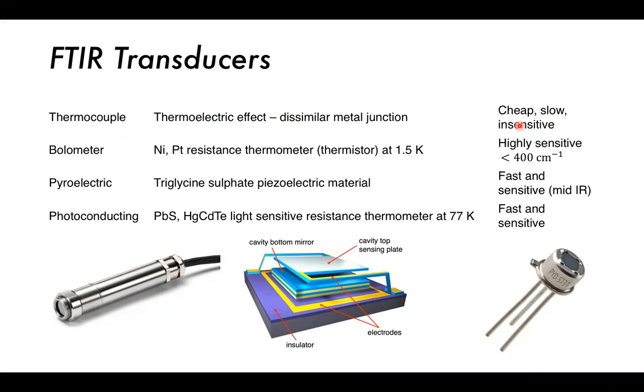Bolometers, then, those are a different kind of thermistor. These are resistance thermometers. They need to be cooled to low temperatures, but they're highly sensitive, especially below 400 wavenumbers. Pyroelectric transducers, then, these are usually piezoelectric materials. They're fast and sensitive and very good in sort of the mid IR. So we have here a piezoelectric material, transducer, and then we have a photoconductor.